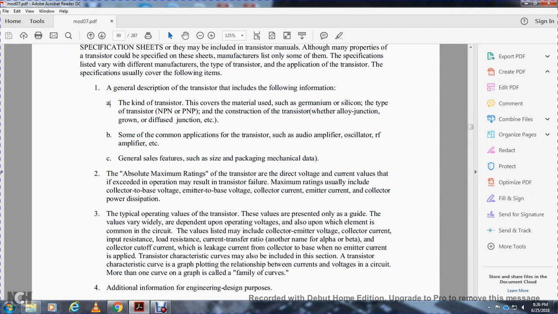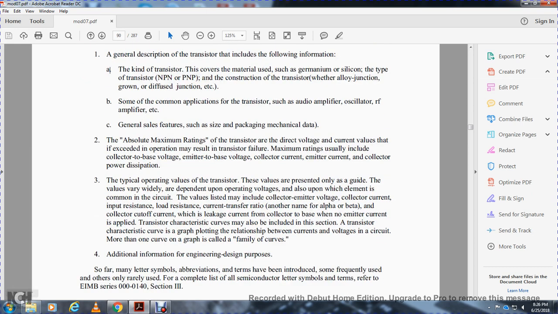The curves may also be included. Section A of the transistor curves covers graphs plotting the relationship between currents and voltages. A graph with more than one curve is called a family of curves, and it provides additional information for engineering design purposes. So far, many letters, abbreviations, and terms have been introduced. Some are frequently used, others only rarely. For a complete listing of all semiconductor letters and terms, refer to the EMIB series.